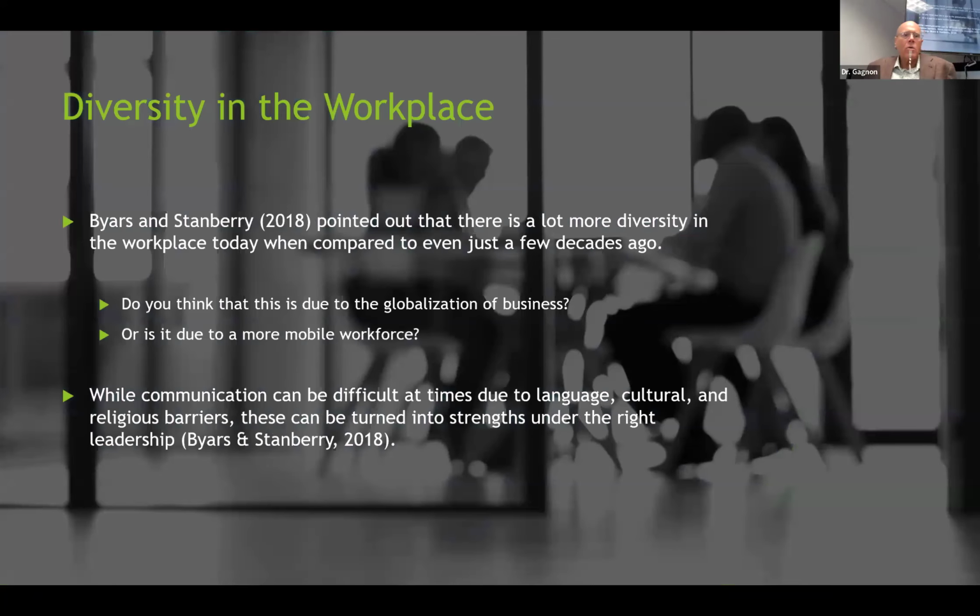Okay, so your textbook pointed out that there's a lot more diversity in the workplace today when compared to even a few decades ago. If we look back to, let's say, the 1940s, 1950s, that was a different era in many ways. One, women were just getting their foot really into the workforce, and that was because of World War II. Most of the men went off to war, so we had to have somebody run the factories.